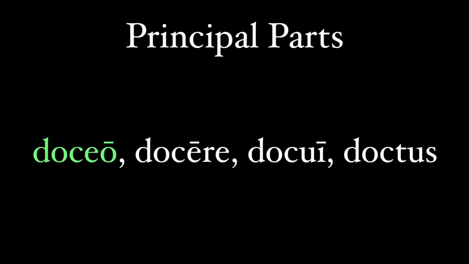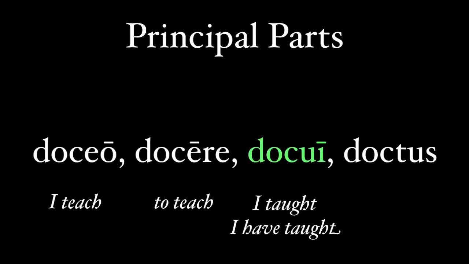The first principal part, doceo, is the first person singular of the present tense, so I teach. The second part, docere, is the present active infinitive, to teach. The third, docui, is the first person singular of the perfect tense, so I taught or I have taught. And the fourth one, doctus, is the perfect passive participle, having been taught. Or if you're using the form, it's the accusative supine, but no matter about that one.